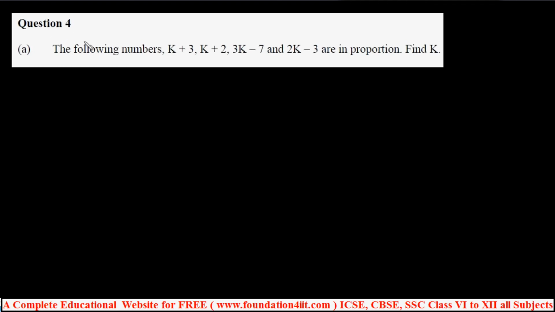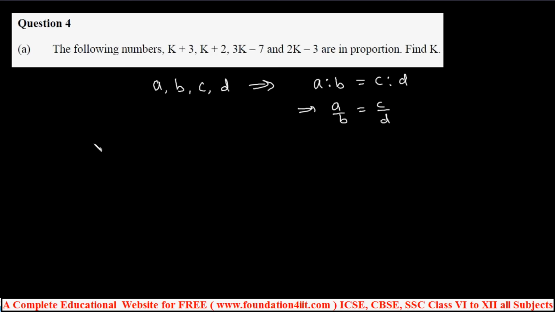In this question number 4, the following numbers k plus 3, k plus 2, 3k minus 7 and 2k minus 3 are in proportion. Find the value of k. Whenever four numbers a, b, c, d are in proportion, then a is to b is equal to c is to d. Using this, we can write a by b is equal to c by d.